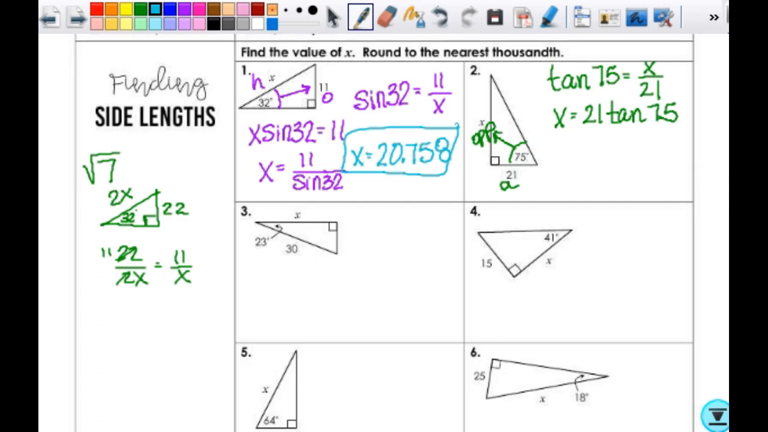Now, did you expect to get an answer like that? No. You expected to get a crazy decimal, right? Is 75 one of your special angles? No, it's not. But 75, isn't it 60 plus 15? 60 is a special angle, and 15 is half of the 30.